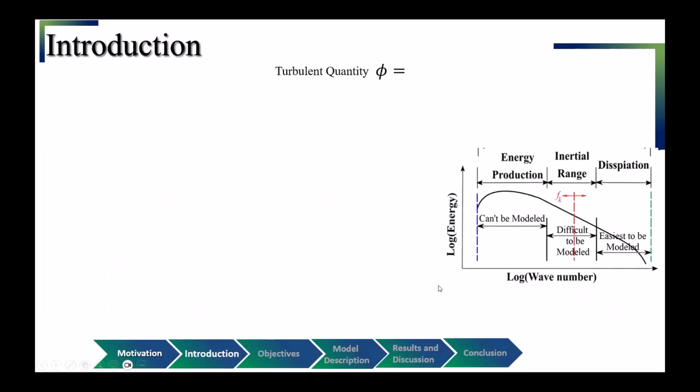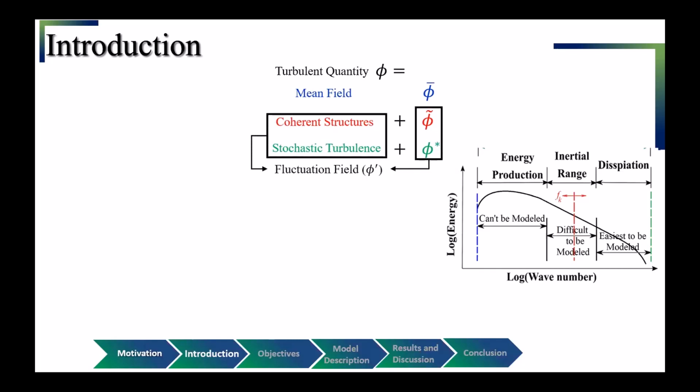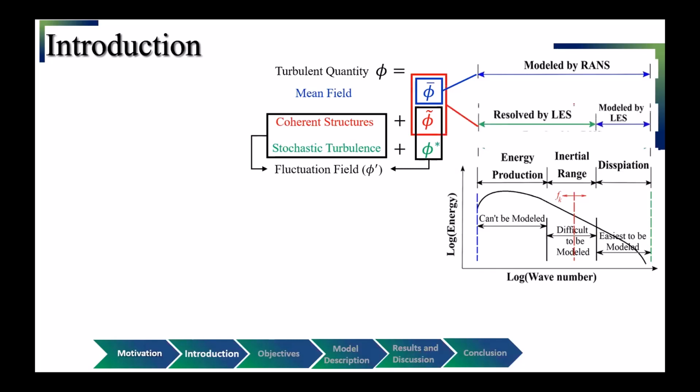The turbulence relies on a wide range of scales. Large scales are where production is generated and they cannot be modeled. Medium scales or inertial scales are difficult to model, but they can be. Small scales are where dissipation happens and it's the easiest part to model. Any turbulence quantity can be decomposed into mean, coherent, large and medium, and stochastic small turbulence. When we add coherent to stochastic, we get the fluctuation field. So when we focus on the mean only, we get the RANS by modeling and averaging the whole scales. When we resolve coherent, large, and medium, we get LES. When we resolve all scales, we get DNS.